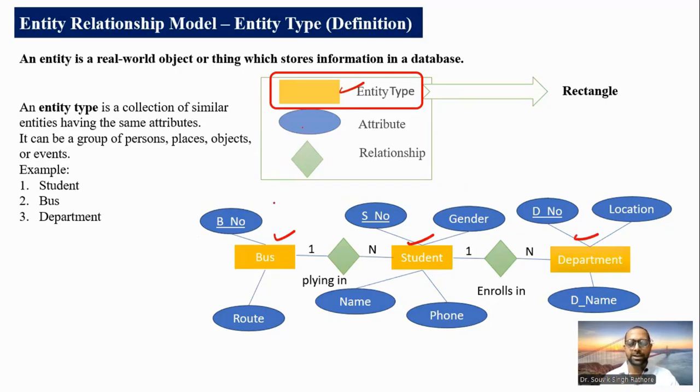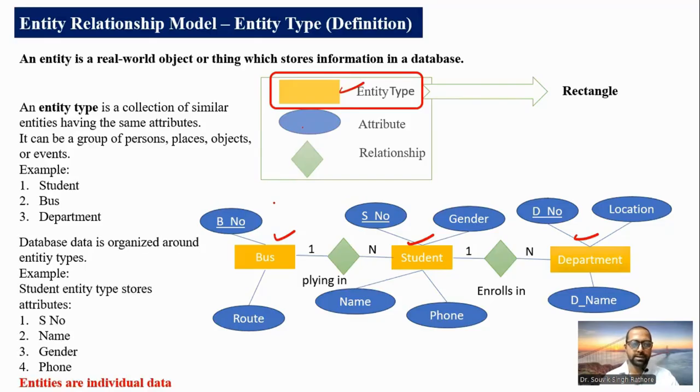The database is actually organized around the entity types. Why is it so? Because when we actually implement the database, every entity type becomes a table. We will study the conversion from the ER model to the relational model, and there the things will become clearer. The student entity type will become the student table. Similarly, the bus entity type will become the bus table, and the department entity type will become the department table. This is one of the most important points that you need to remember.